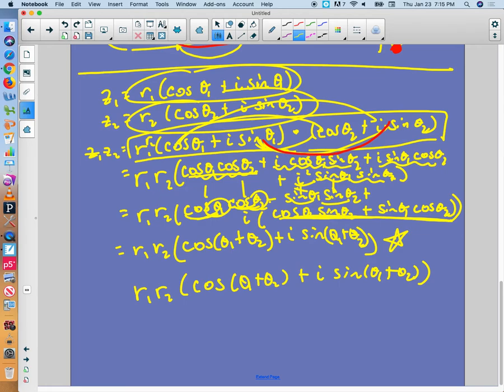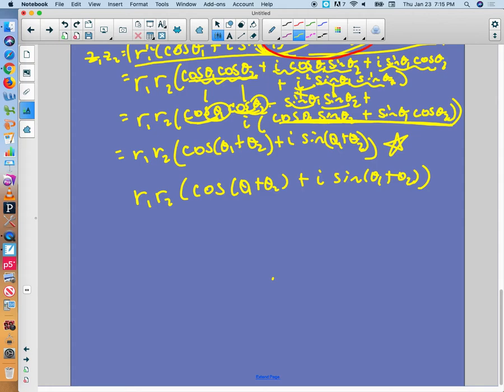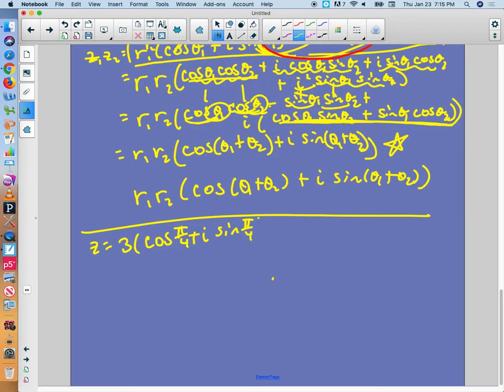Like for instance, if I want to multiply these two, it looks like it would be a nightmare, but it's not. This is 3 cosine of pi over 4 plus i sine of pi over 4. This is my first point. My second one is 2, these are just in the book, cosine of 3 pi over 4 plus i sine of 3 pi over 4. And this is all you've got to do to multiply the two together.